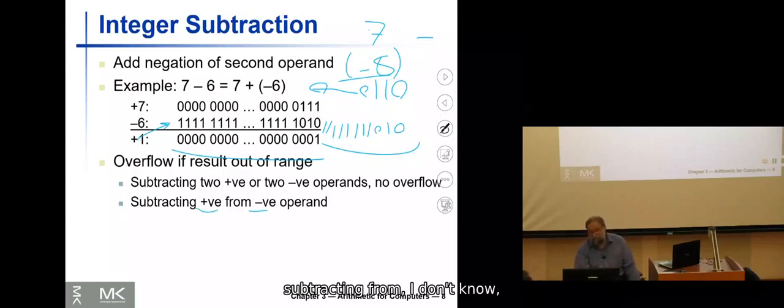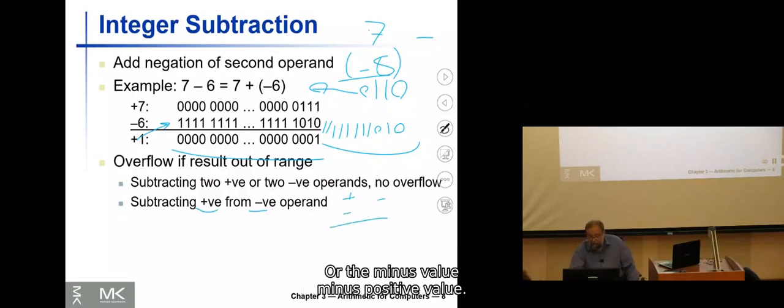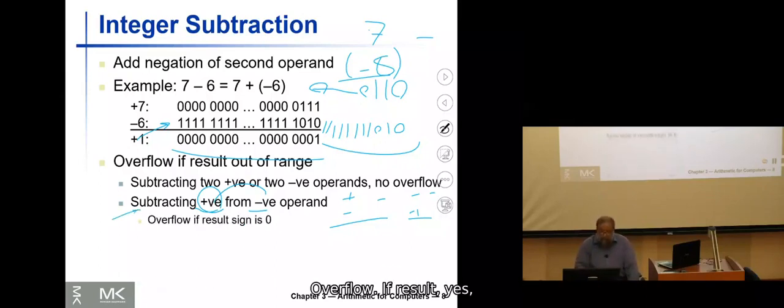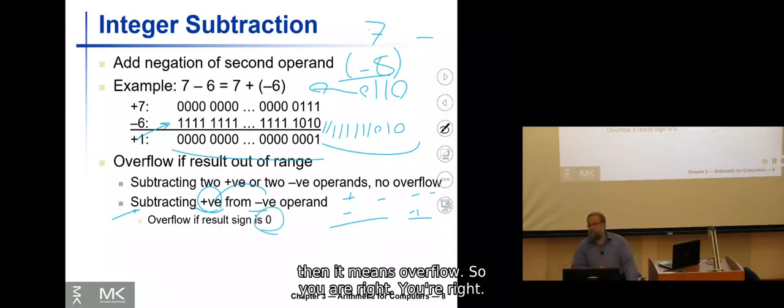Okay, subtracting this from this, it should be, I don't know. This is the positive value minus the negative value, or the negative value minus the positive value. When we are saying subtracting this from this, how do we write it? The negative minus the positive, because we are subtracting this from that. So the result should be negative here. If it is positive, it means overflow. The result should be negative, and if the result sign is positive, then it means overflow.